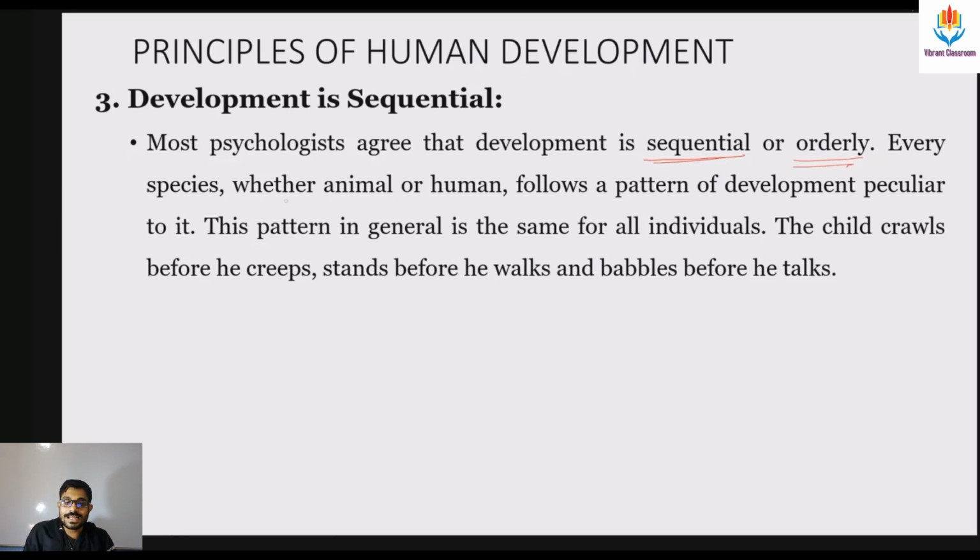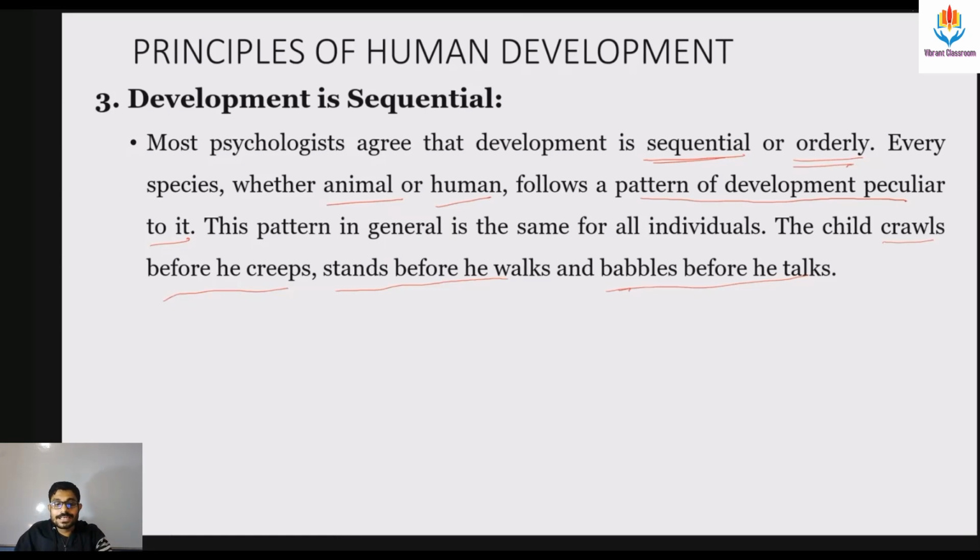Every species, whether animals or humans, follows a pattern of development peculiar to it. This pattern is general, the same for all individuals. The child crawls before he creeps, stands before he walks, and babbles before he talks. So there is a proper hierarchical process or structure for development. Due to that, we consider development a sequential process.